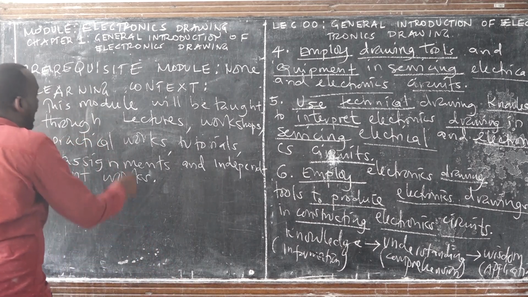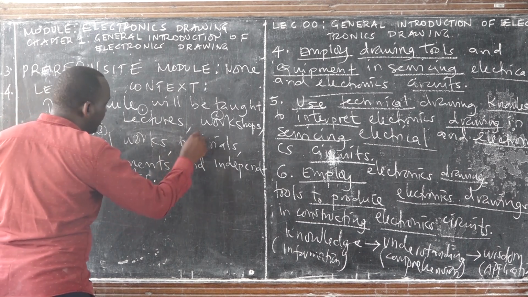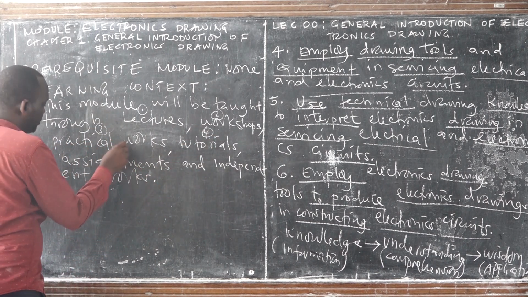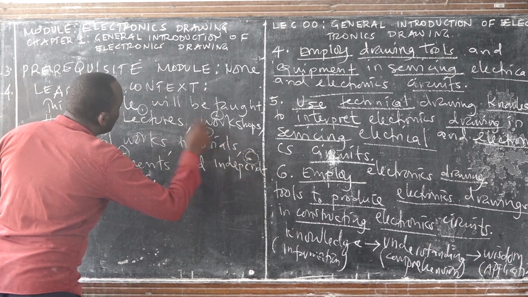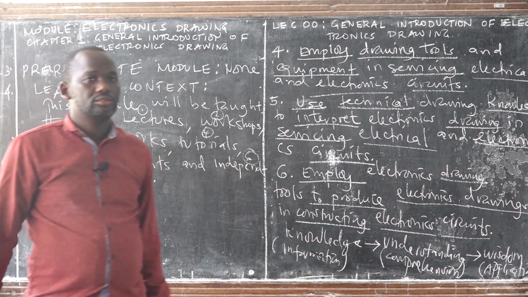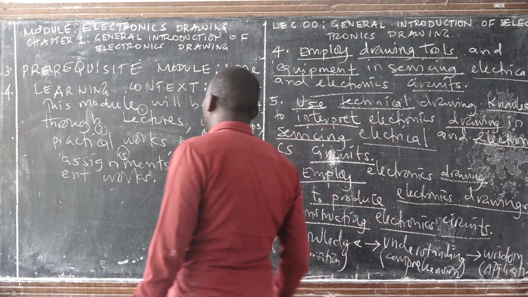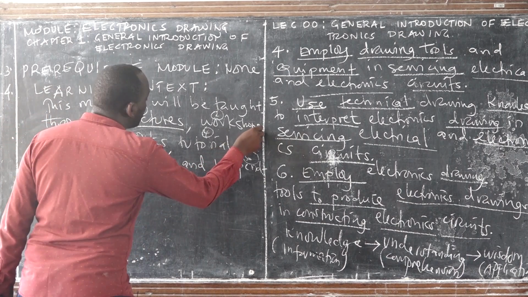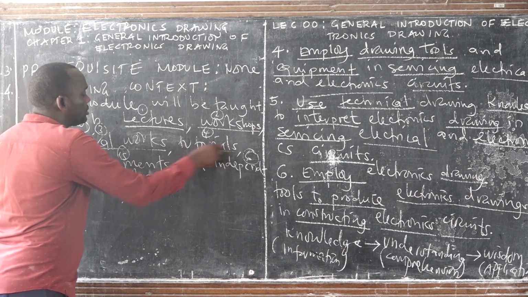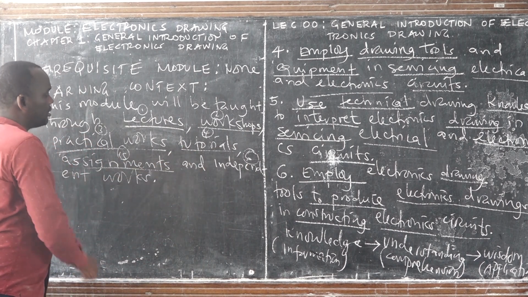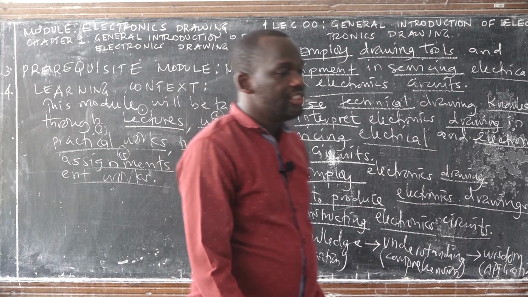So actually, you may notice that lecture is the first method, workshop the second method, practical works is the third, this is fourth, this is fifth, and this is sixth. So we have almost 6 learning contexts. Are we together? Say lectures. Say workshops. Say practical works. Say tutorials. Say assignments. And independent works. Say independent works.